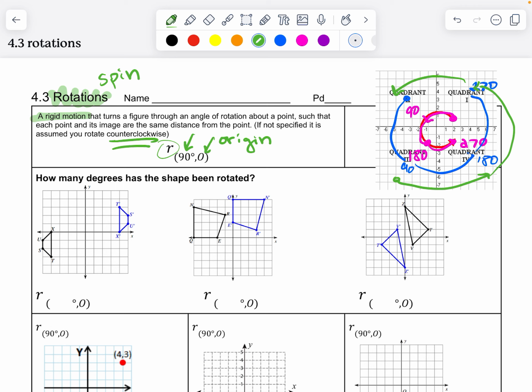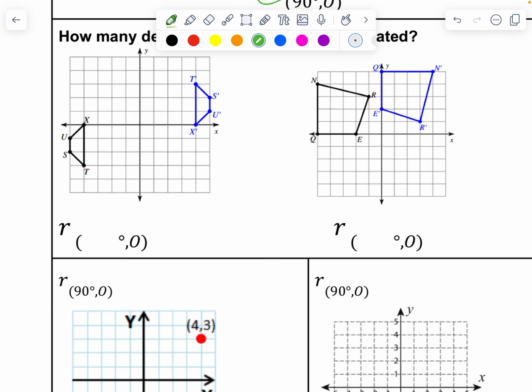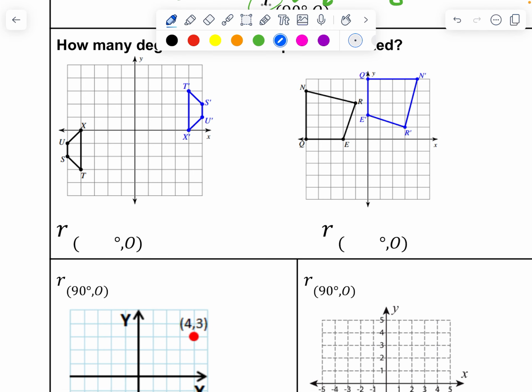So let's see if we can figure out how many degrees these shapes have been rotated. Prime is my second one, remember? So this is the second pick. Let's just choose one of these points to follow around. So there's a T. So one rotation would put my T over here somewhere. 2 rotations would put my T right here. 2 rotations is 180 degrees.